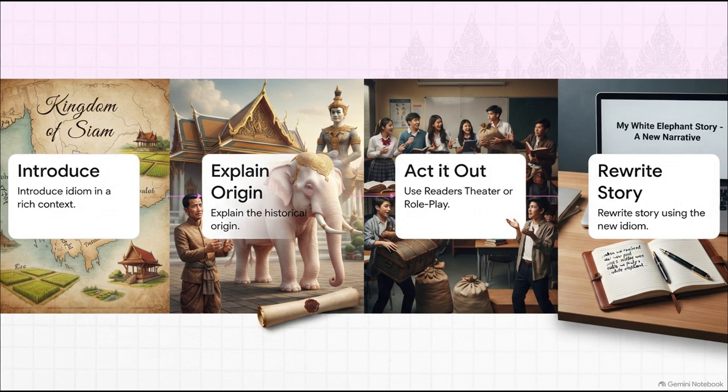You start with the history. You tell them how the ancient kings of Siam would supposedly gift actual living white elephants to courtiers they hated. Because the animal was considered holy, it couldn't be killed or put to work, so the massive cost of feeding and caring for it would literally bankrupt the courtier. It's a great story, right? Then you have the students act out that exact scenario. They create a mini narrative. When you do that, the phrase white elephant becomes totally unforgettable.